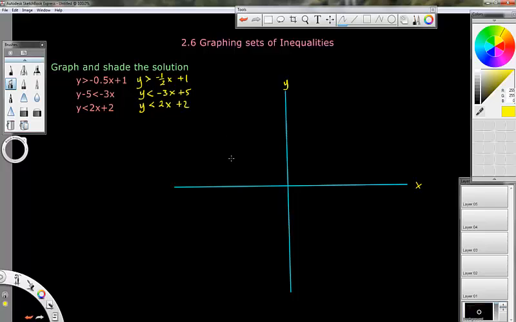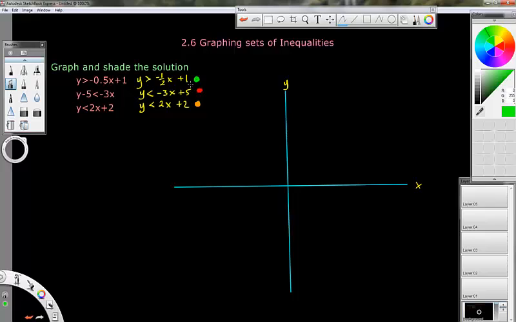Now, let's color code these. I'll make this one green. I will make this one red. And this one blue. Now, let's make this one like orange. Okay? So we'll do the green one first.